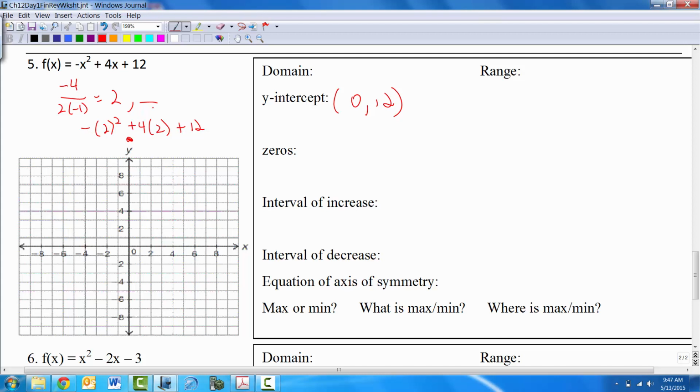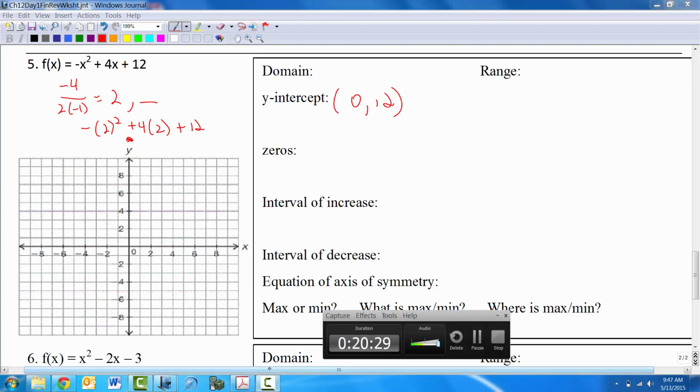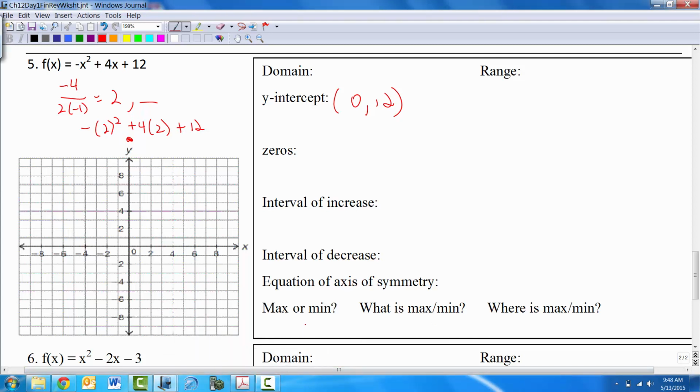Oh man, I must have screwed this one up a little bit. Hopefully it works out. I did something real fast with this one. Oh well. All right, hold on, let me pause the video for a second. I was just freaking out that this goes off the screen, so we're just going to have to play around with it here. But this is -4 plus 8 plus 12, which is 16.